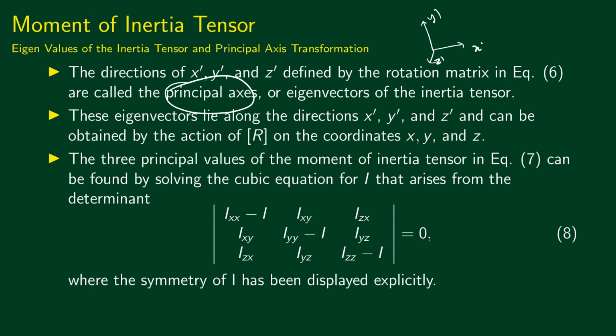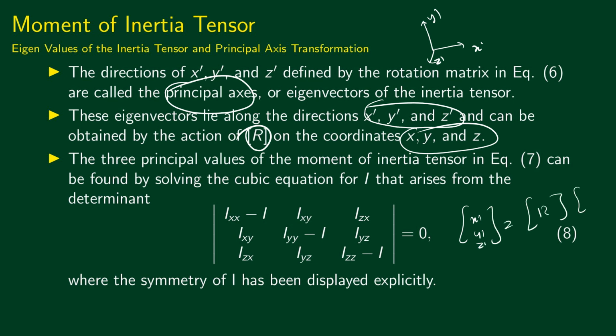The principal axes, or the eigenvectors of the inertia tensor, lie along the directions x prime, y prime and z prime. And x prime, y prime and z prime themselves can be obtained by the action of the rotation matrix on the coordinates x, y, z. We know this thing. We can write x prime, y prime, z prime is equal to the rotation matrix acting on x, y, z. So the principal values of the moment of inertia tensor are the eigenvalues of the inertia tensor, and the principal axes are the eigenvectors of the inertia tensor.